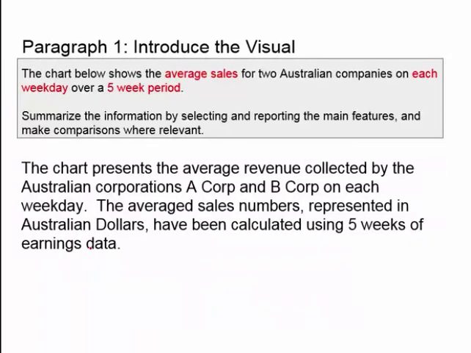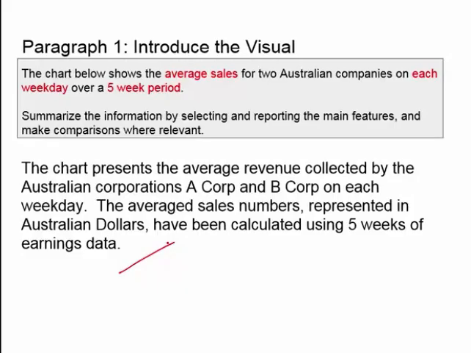Here I've written a sample paragraph 1 for you to look at. It says, the chart presents the average revenue collected by the Australian corporations A Corp and B Corp on each weekday. The average sales numbers, represented in Australian dollars, have been calculated using 5 weeks of earnings data.